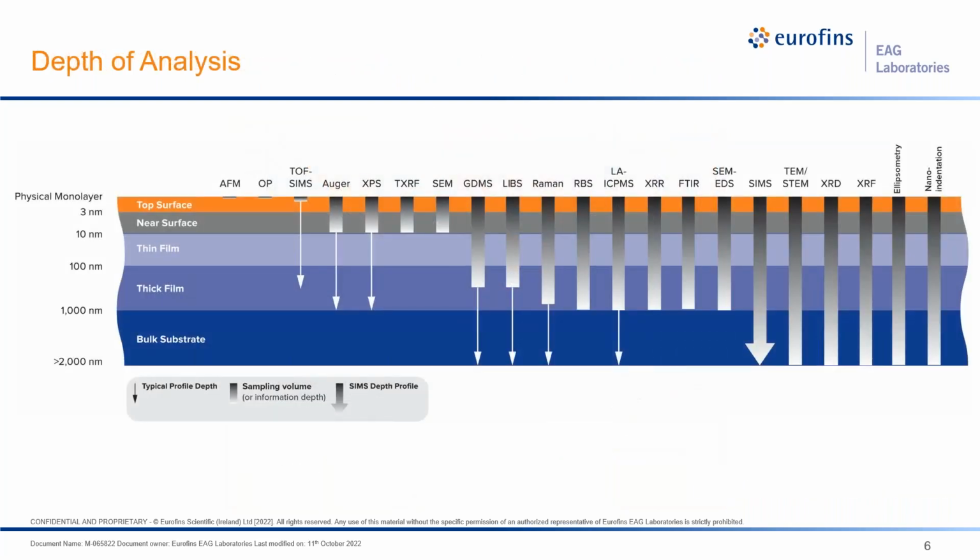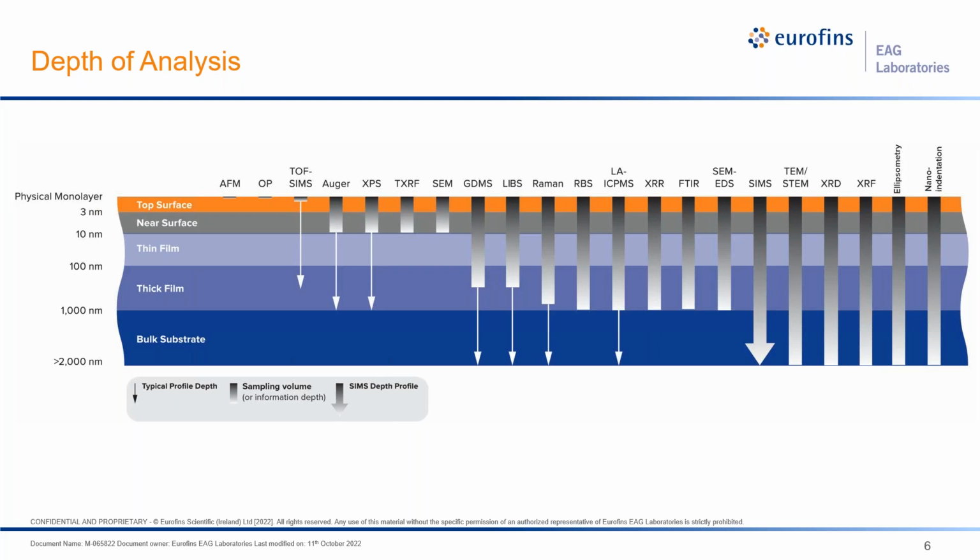Another useful chart shows the depth of analysis of each technique. For example, TOF-SIMS has a very shallow analysis depth, only about a nanometer, 10 angstroms. Auger and XPS are also very shallow, about 10 nanometers. And these are up to 1,000 times shallower than some more routinely used techniques such as FTIR, SEM EDS, or Raman. What this does for you is it allows you to catch materials or contaminants in a very thin layer that you might miss with more standard techniques.